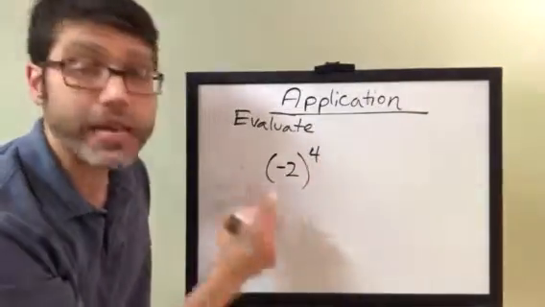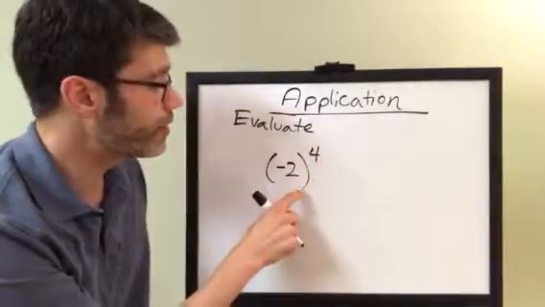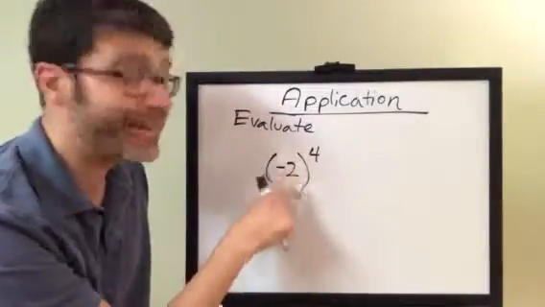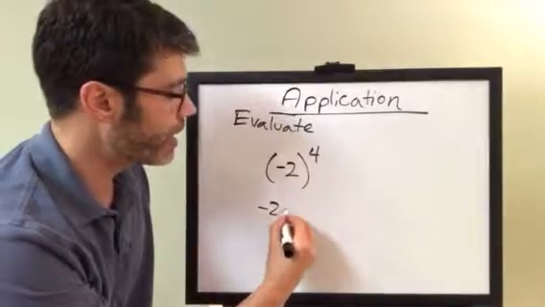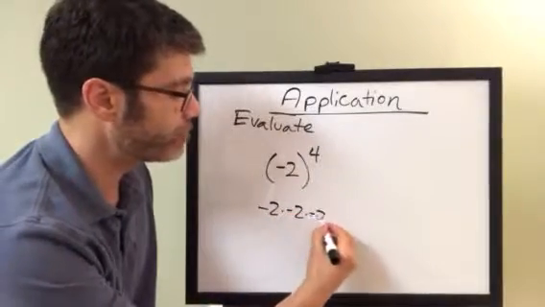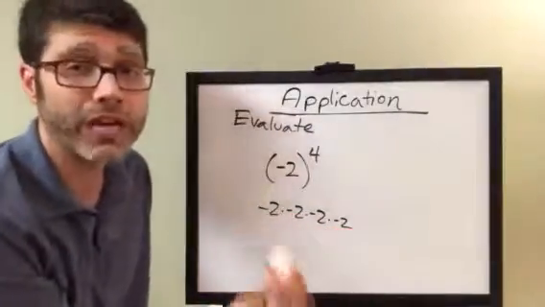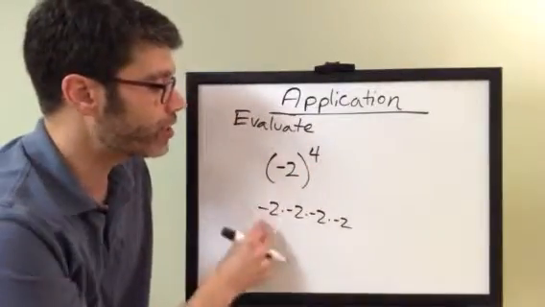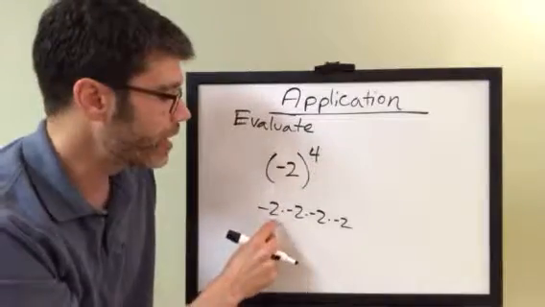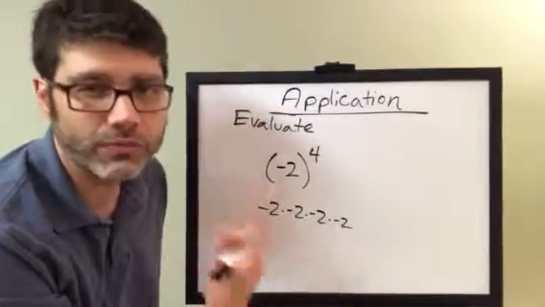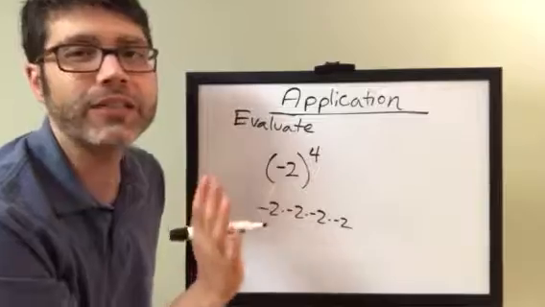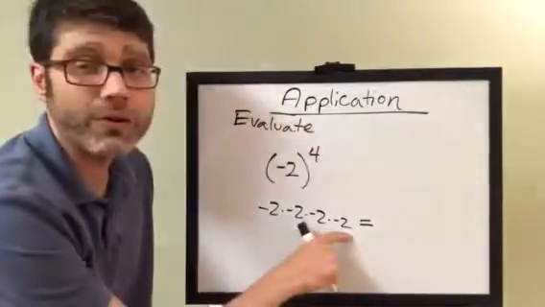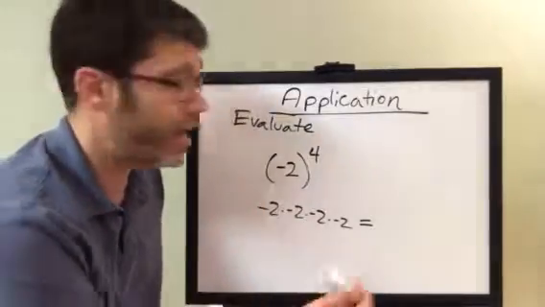Do you see that it really matters whether this parentheses is here or not? Because if this parentheses is here, then I'm multiplying a negative number, in this case negative 2, times itself an even number of times, in this case 4 times. And so whatever results, I don't even need to do the actual computations of what 2 times 2 times 2 times 2 is. It doesn't even matter.